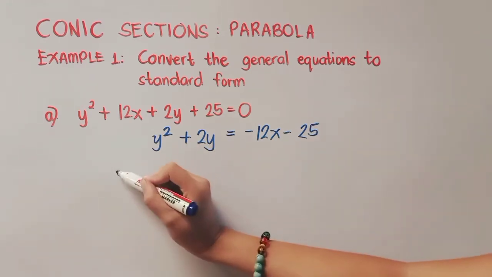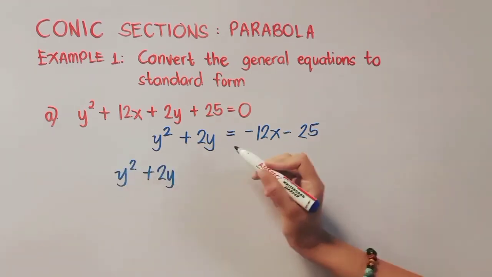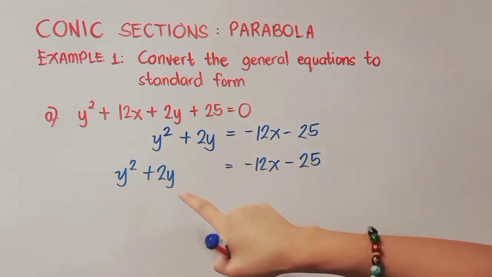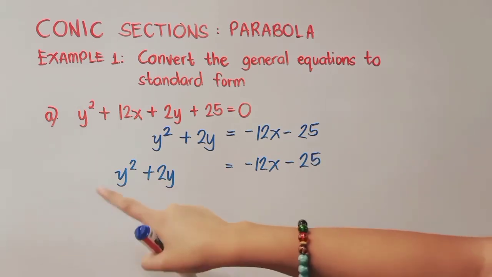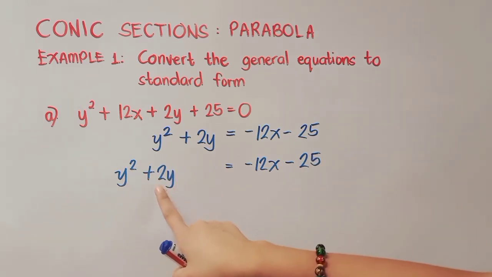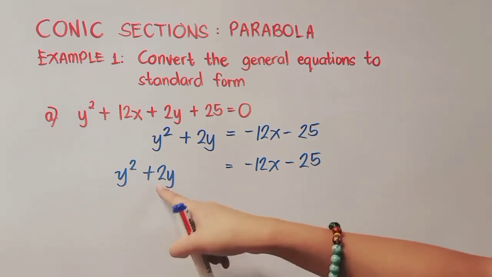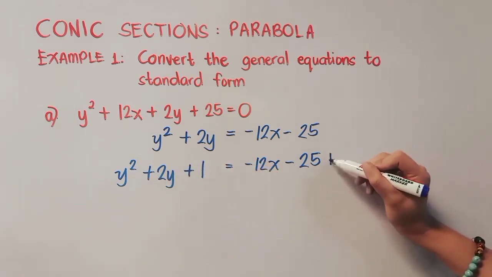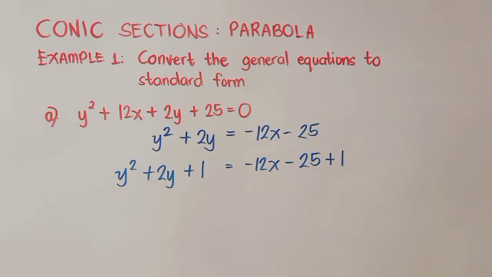Now on the left side, we have to complete the square. So let us write this one first. And then we have to focus on our middle term to complete the square. So 2 divided by 2 is 1. 1 squared is positive 1. Remember that you also have to place it on the right side to maintain the equality symbol.